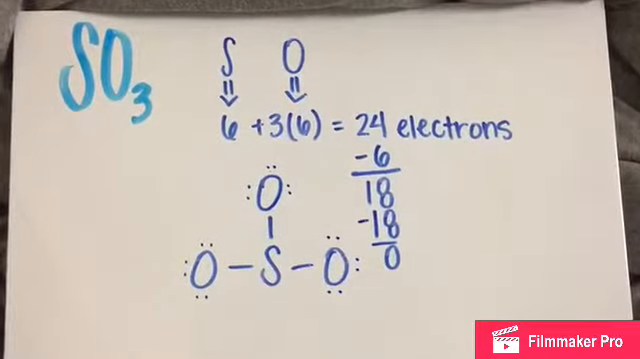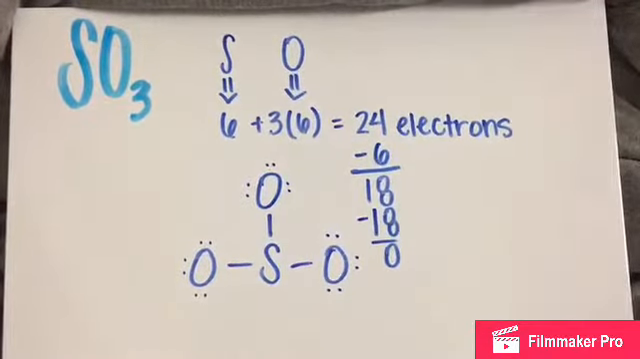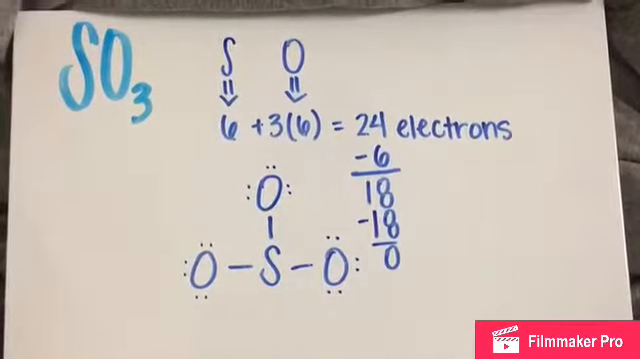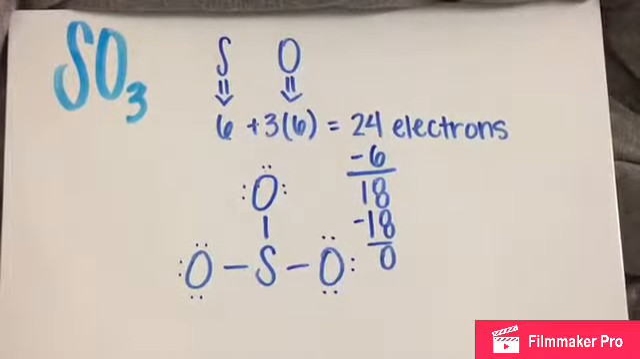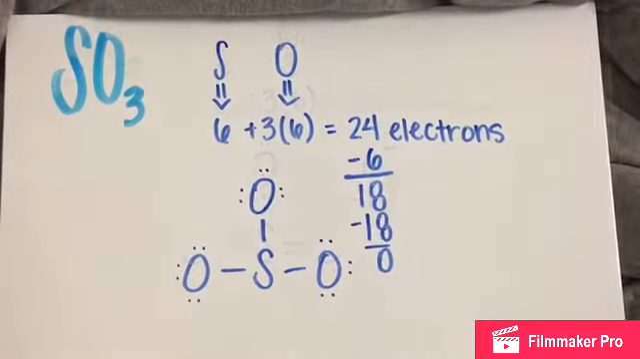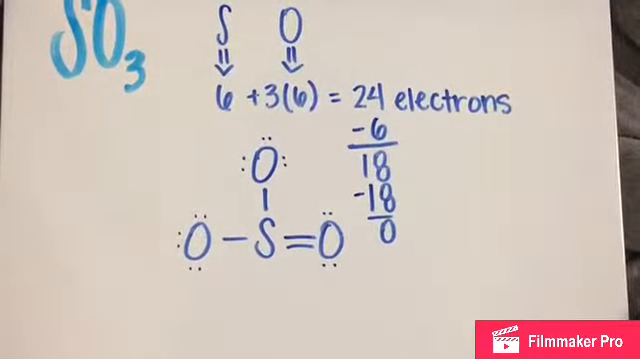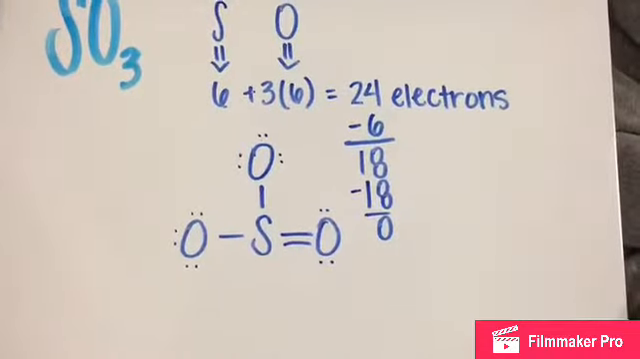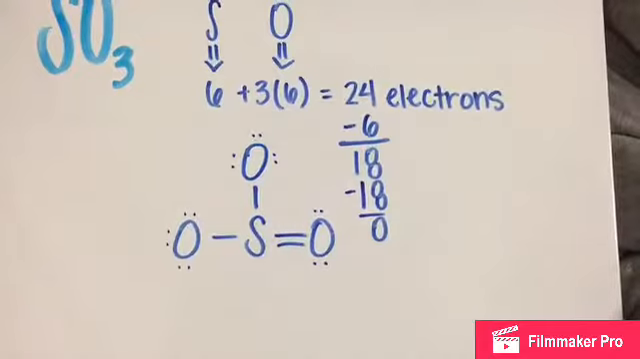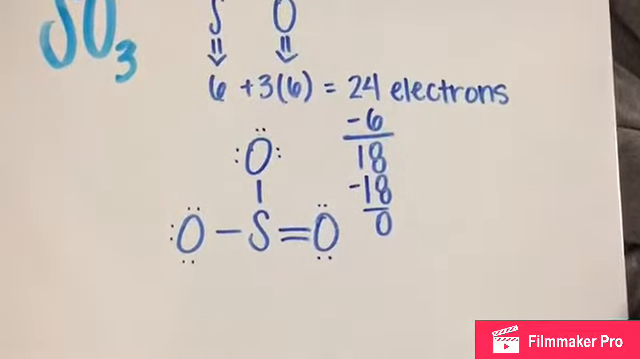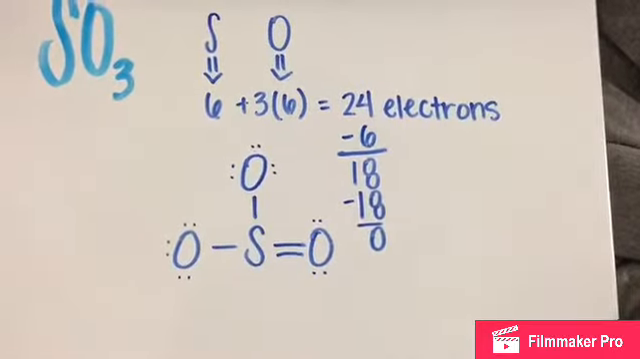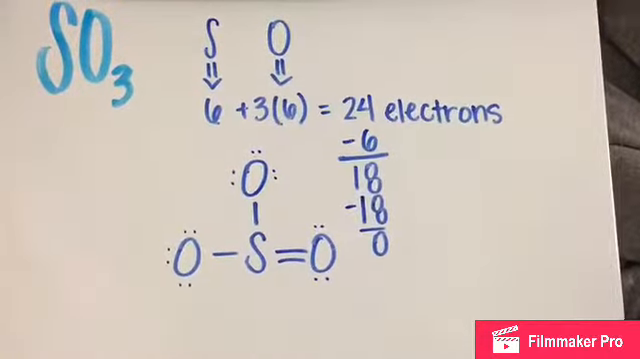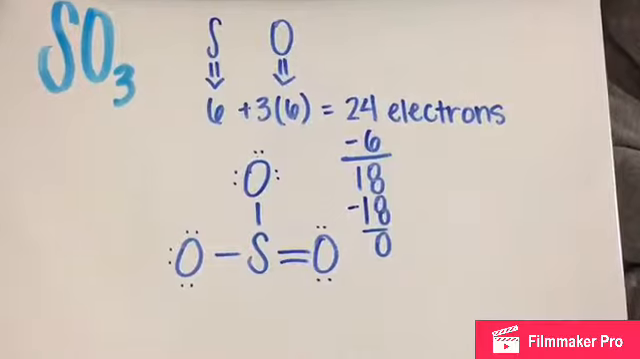So now we must create a double bond on one of the O atoms to complete the central atom's octet. The SO3 Lewis structure will look like this after the double bond is placed. Notice that the 2 electrons that were on the outside of the O atom are now shared between the central S atom and the O atom.